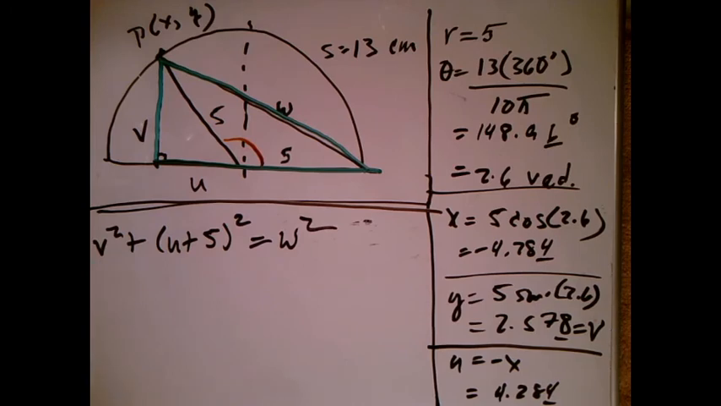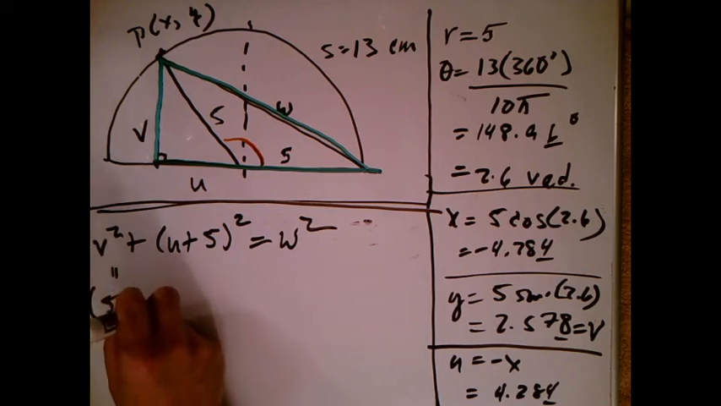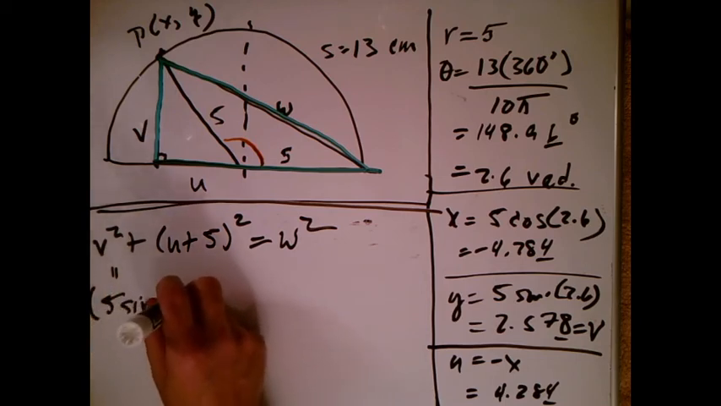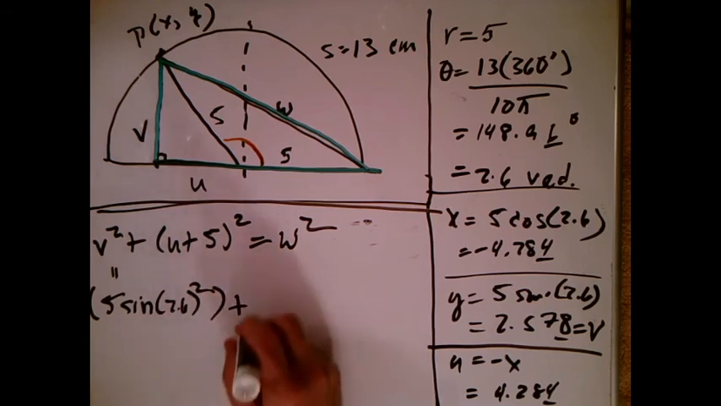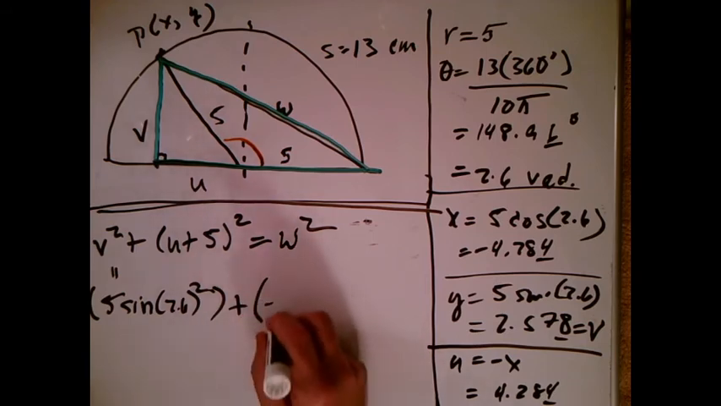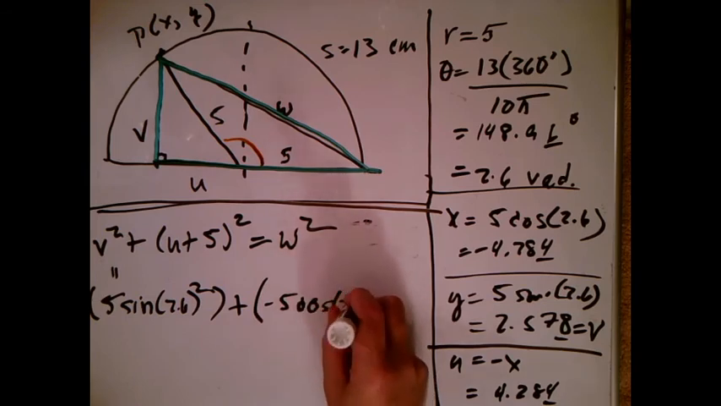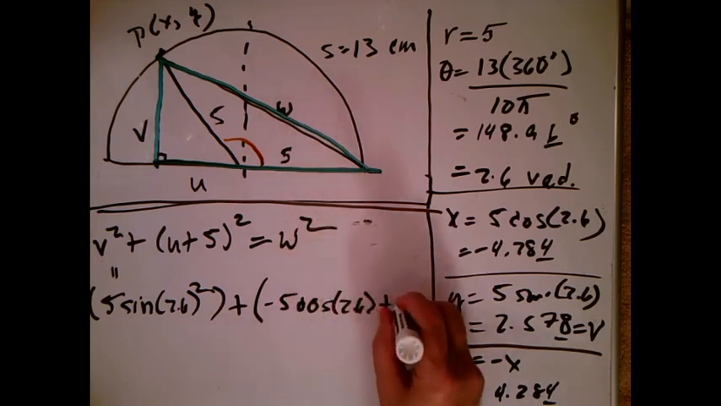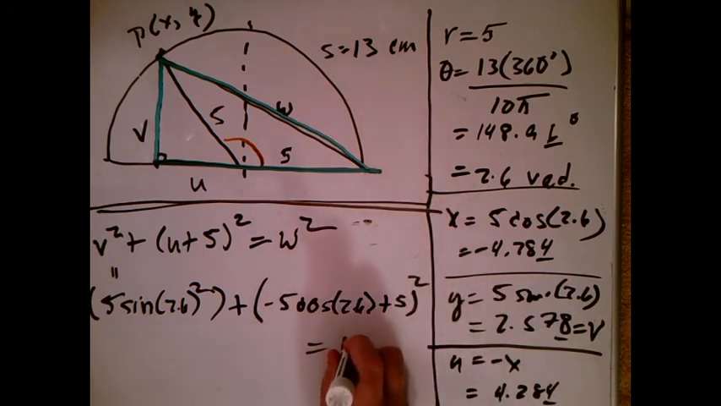If I put in what v is, 5 sine 2.6. Now you might want to say, why not put in those numbers? Well, putting in the numbers makes the answer worse, and we're squaring things, and then we're going to take square roots of things. That's just bad. u plus 5 is going to be minus 5 cosine 2.6 plus 5 squared. That's equal to w squared.